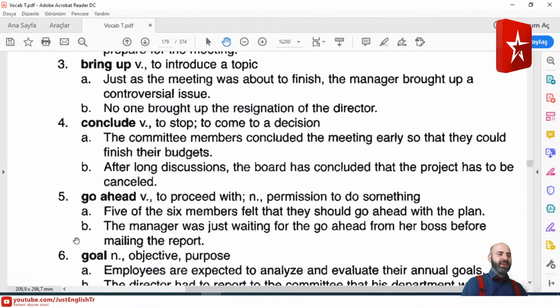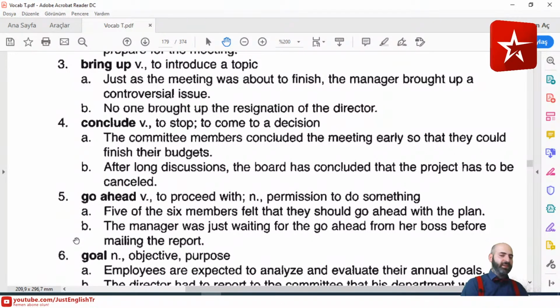Sentence A says, 5 or 6 members felt that they should go ahead with the plan. So there were 6 members, but 5 members thought they should go ahead. 1 member probably had a different idea about the plan. Sentence B says, the manager was just waiting for the go-ahead from her boss before mailing the report.